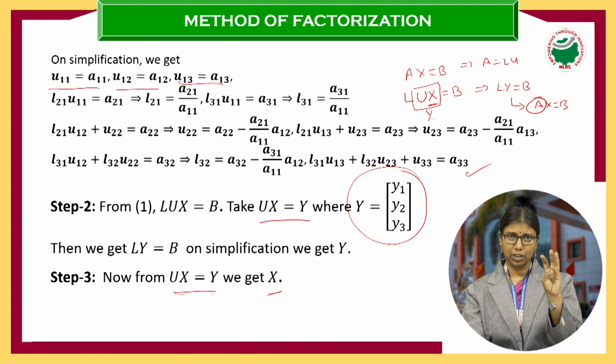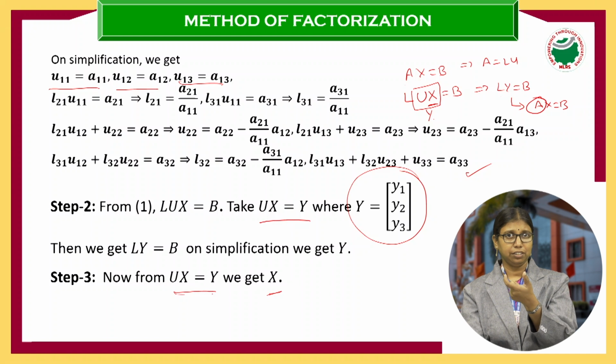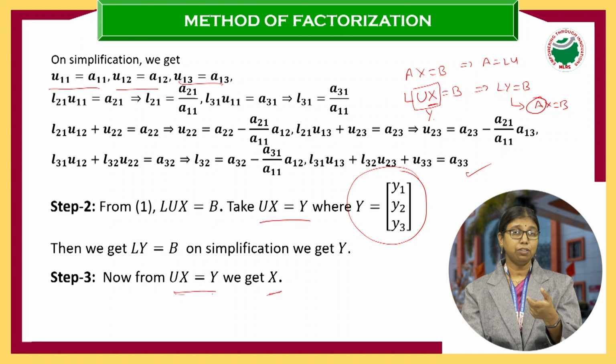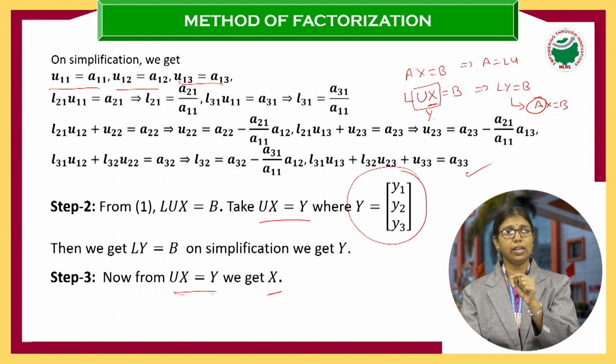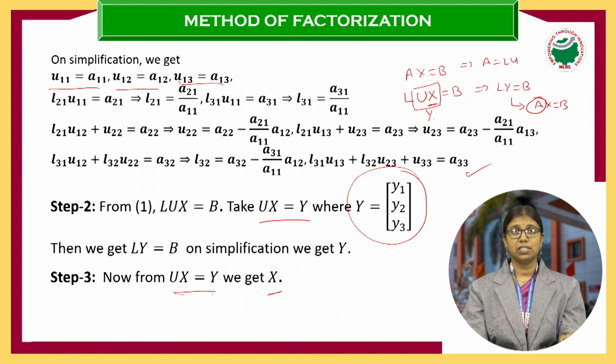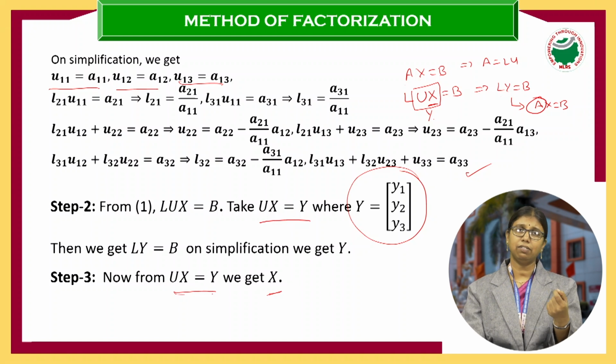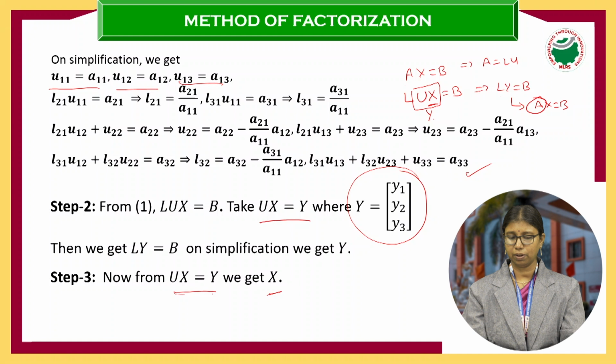First step is A equal to LU. Take A equal to L into U, multiply the values of L into U, compare all the elements in the matrix, then you will get the values of Lij and Uij. So your first step is calculation of capital L and capital U. Next, in step 2, in LUX equal to B, you have to take an assumption that UX is equal to Y, where Y is y1, y2, y3. On simplifying LY equal to B, you will get the values of Y. Now from UX equal to Y, you will get the values of X. So let us see this procedure by solving one problem.